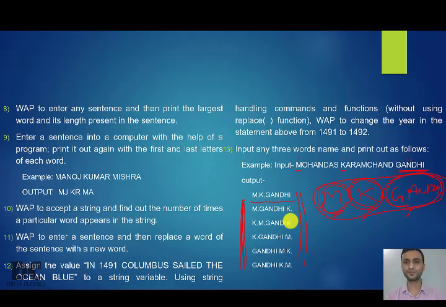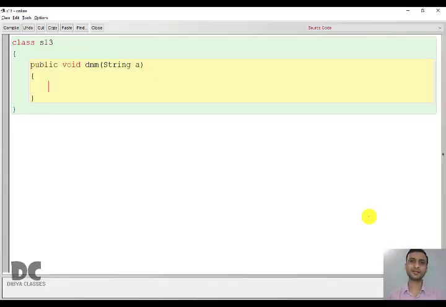So first what we'll do, we'll extract M from the string. M is nothing but the first character. So let us take a variable char C1. C1 means the first character. This can be done using the charAt function. charAt of 0. charAt of 0 means the first character of a string. It will give you M. If you take Mohandas Karamchand Gandhi as the input, it will give you M.